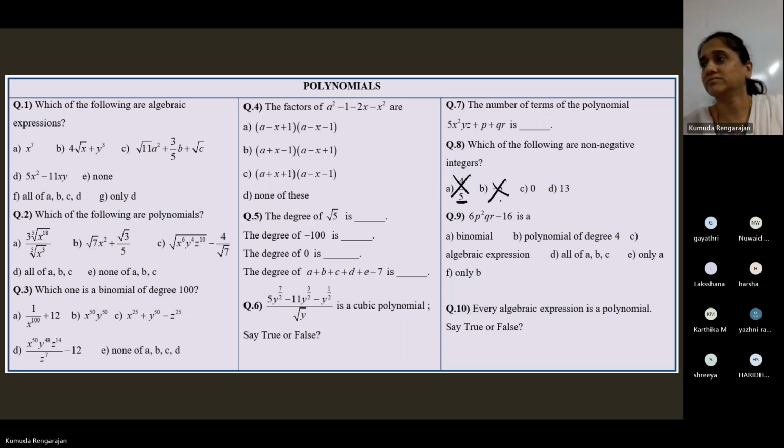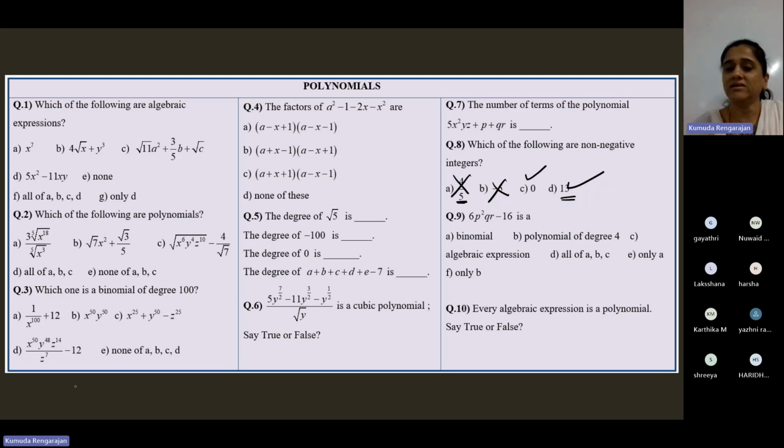Is 0 an integer? Yes, ma'am. Is it non-negative? It's not negative. It's neither negative nor positive. So it's not negative. So yes. What about 13? Is it an integer? Yes, ma'am. Is it negative? No. So it's non-negative.